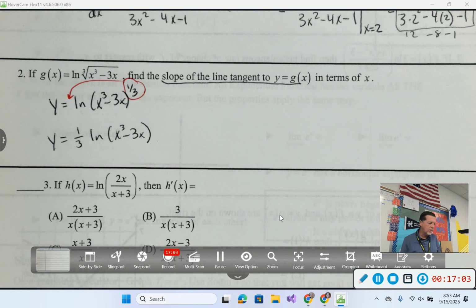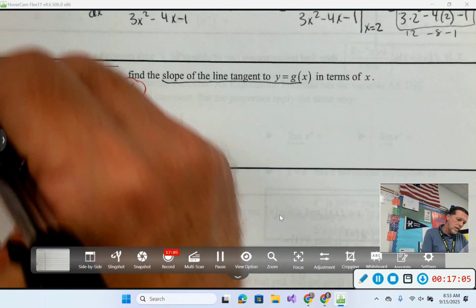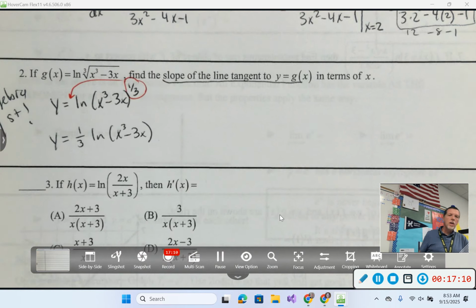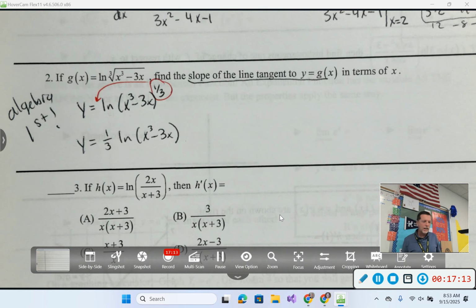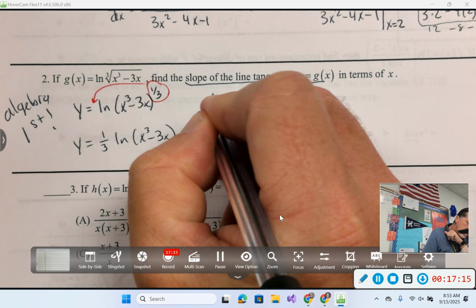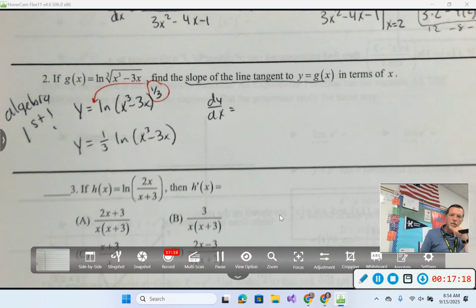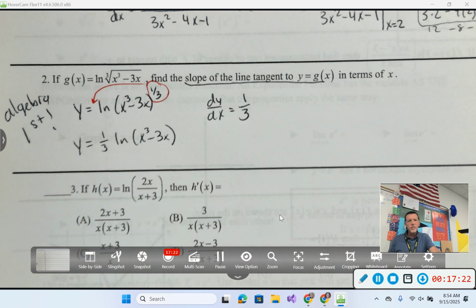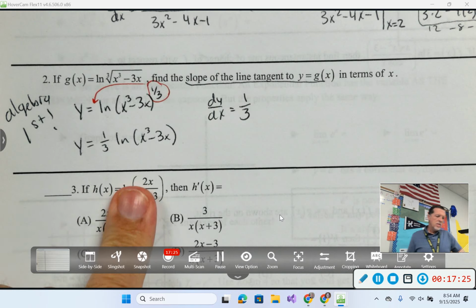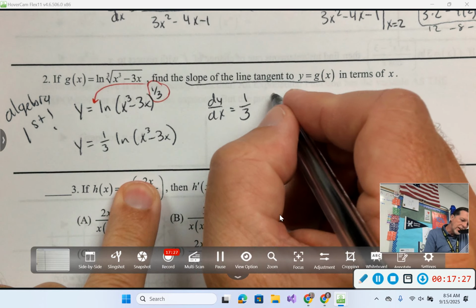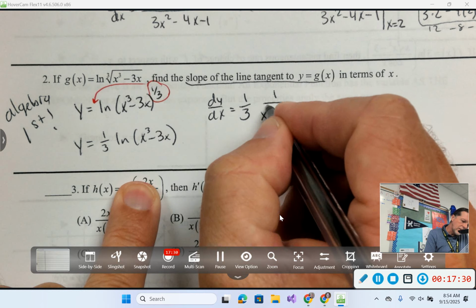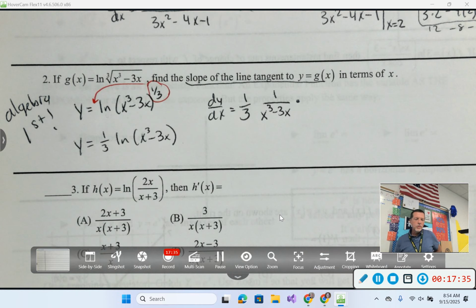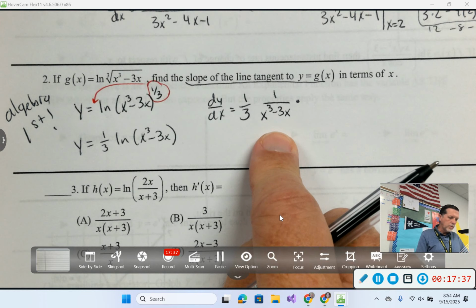Still haven't done any calculus. That's still algebra. So do algebra first when you can. It will make life a little easier. Okay, so the derivative, the 1/3, that's a constant, so that's just kind of going along for the ride. And then the derivative of natural log is 1 over the argument. And then the chain rule is the derivative of the argument.